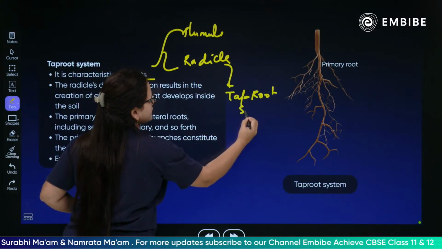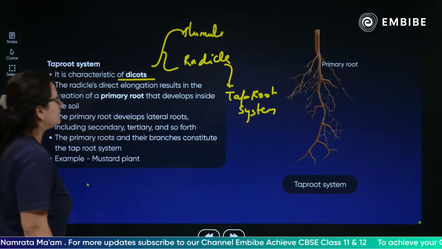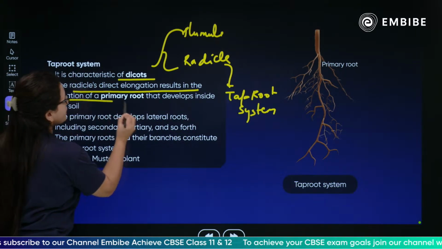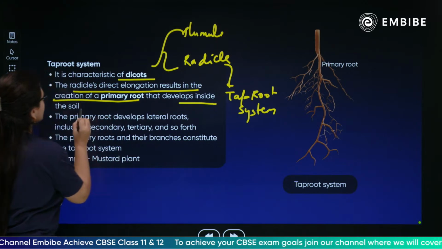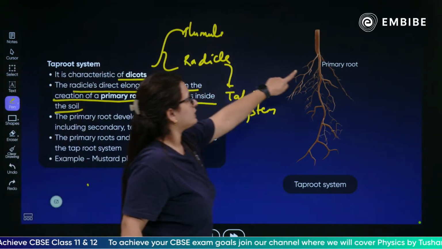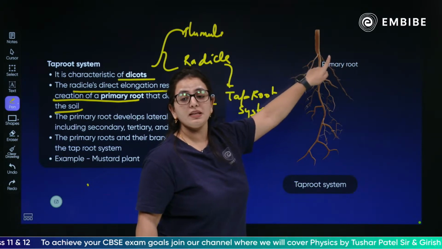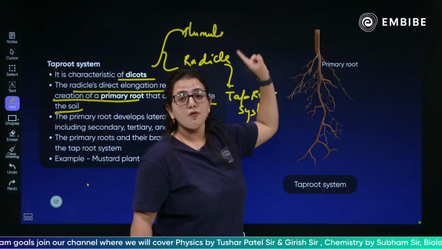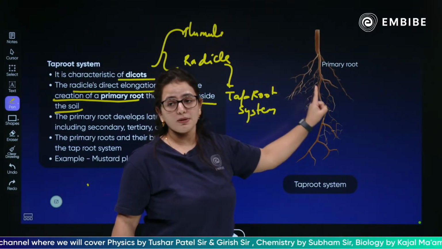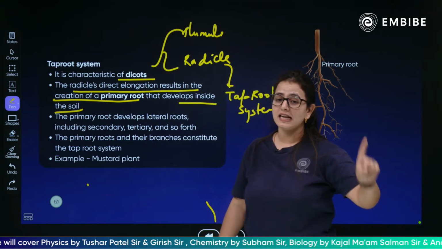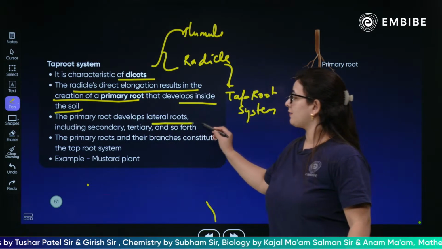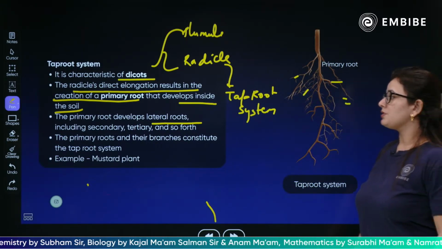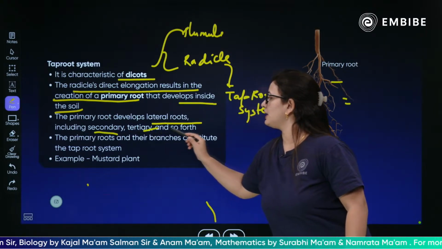The radicle's direct elongation results in the creation of the primary root that develops inside the soil. Just now we studied the primary root. This is your primary root, the first formed root from the radicle. That is what you call the primary root, developing from the radicle of the dicot seed. The primary root develops lateral roots. As you can see, the primary roots are developing the lateral roots, including the secondary, tertiary and so forth.